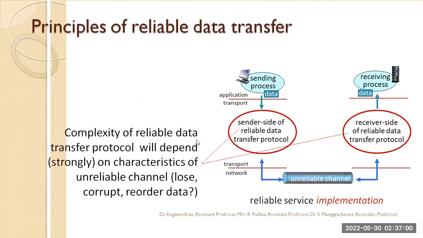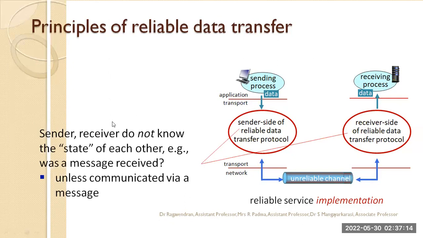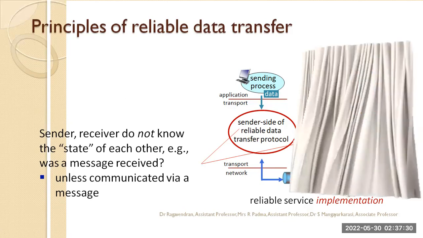The complexity of the reliable data transfer protocol will depend strongly on the characteristics of the unreliable channel. If there is loss, corruption or reordered data, then it will receive only wrong information. Sender and receiver do not know the state of each other. For example, a message received is unknown unless communicated via a message. See here, if it is not reliable, you will not have any information sent or received.